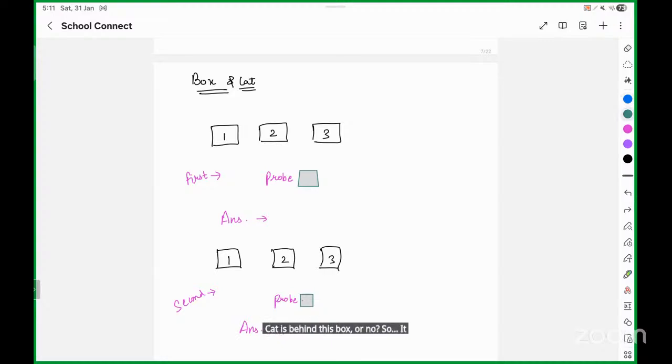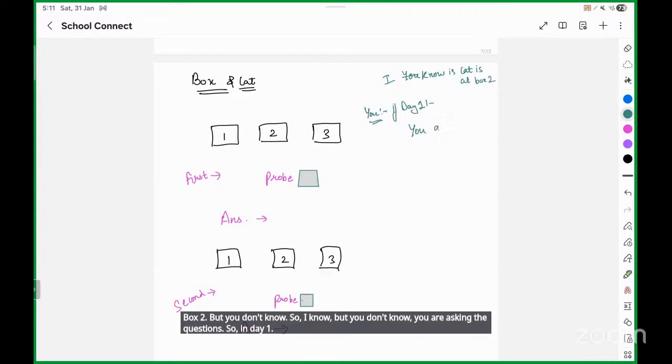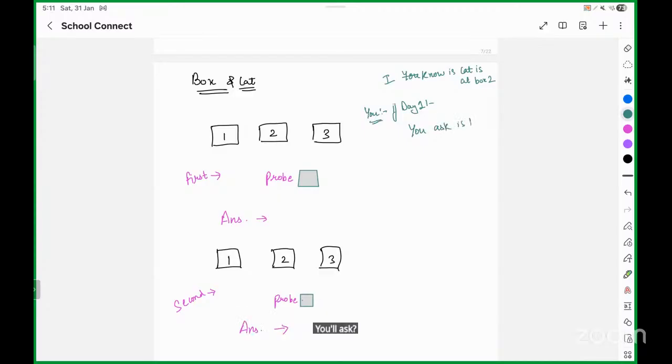Let me explain. Let's say on day one, the cat is at box two, but you don't know. I know, but you don't know. You are asking the questions. So on day one, you'll ask, is the cat behind box, let's say, one?